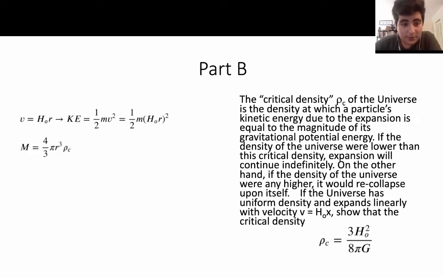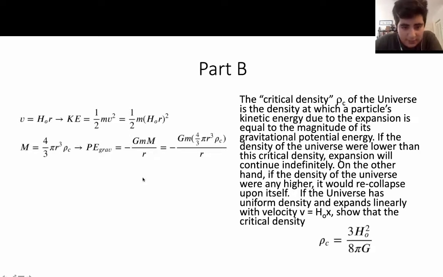So now we can plug that into our gravitational potential energy equation, which is negative the gravitational constant times little m, the mass of the particle, times big M, the mass of the universe, over r. Note that there's a minus here. And then, substituting in for M, we get this kind of ugly thing, but you're going to see a lot of things start canceling.